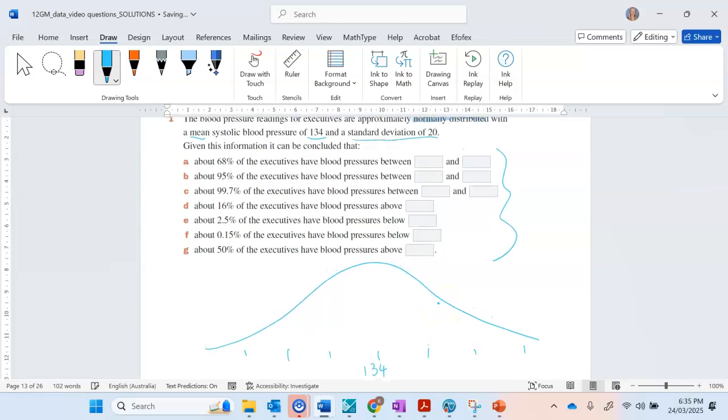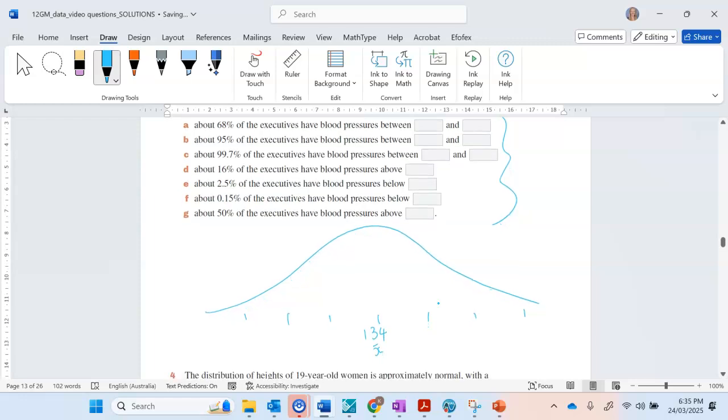So standard deviation is 20. So I'm going to add 20 on the right side. So we're going to go 154, 174, 194, and then on the other side I'm going down. So 114, 94, and 74. We're only going to be using those values.